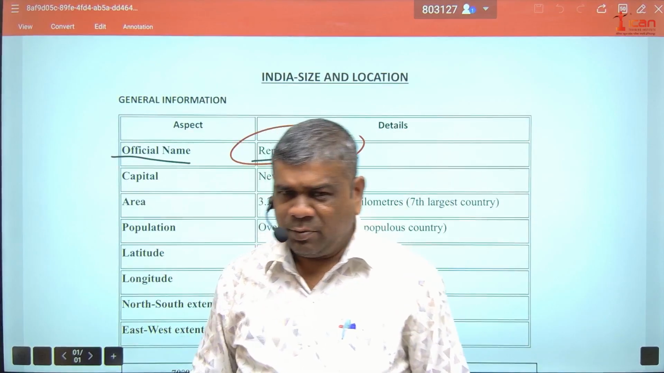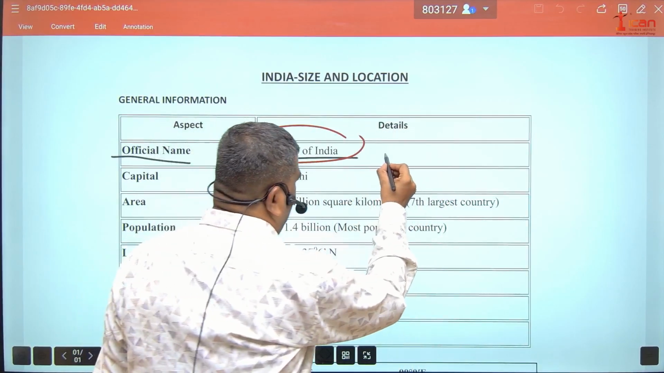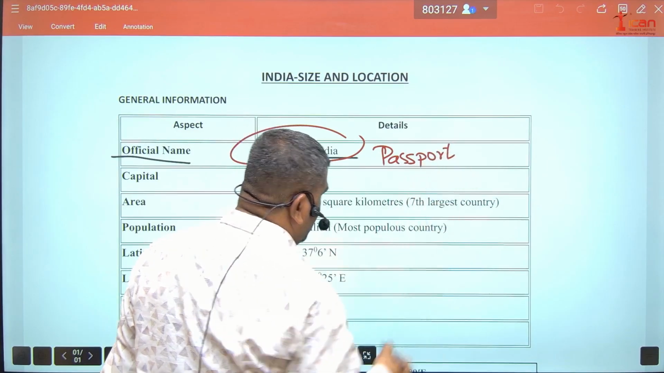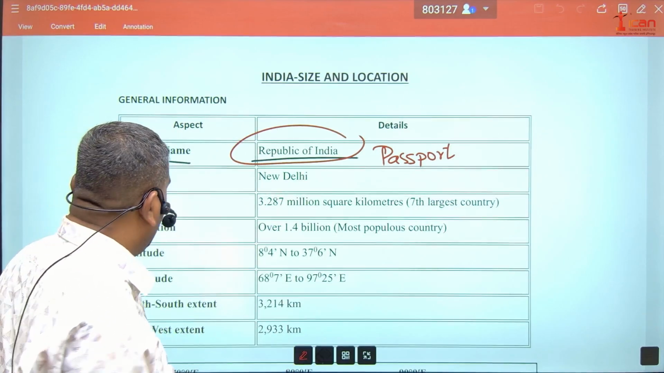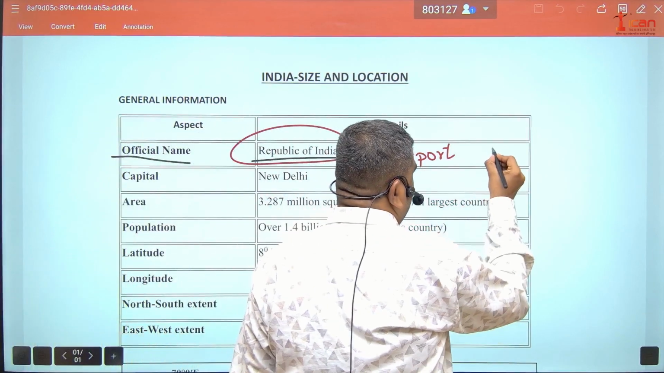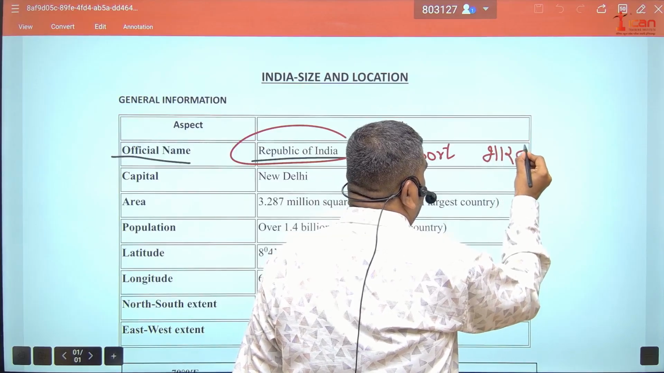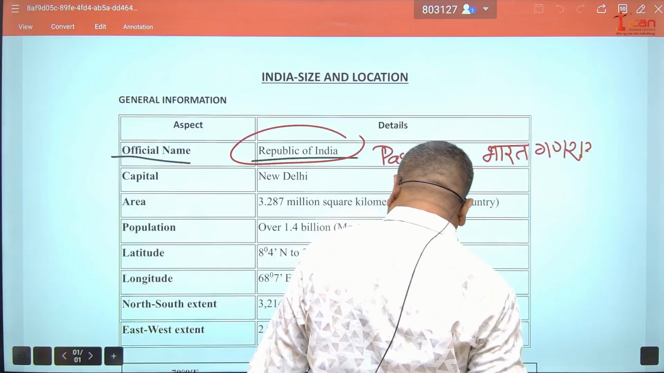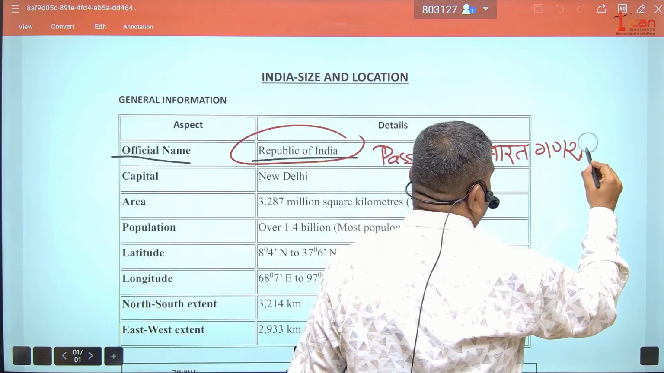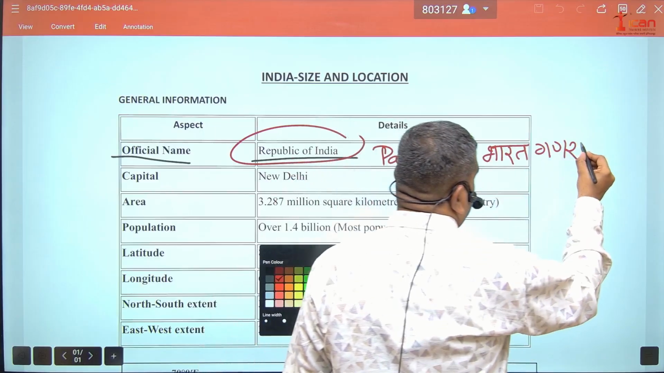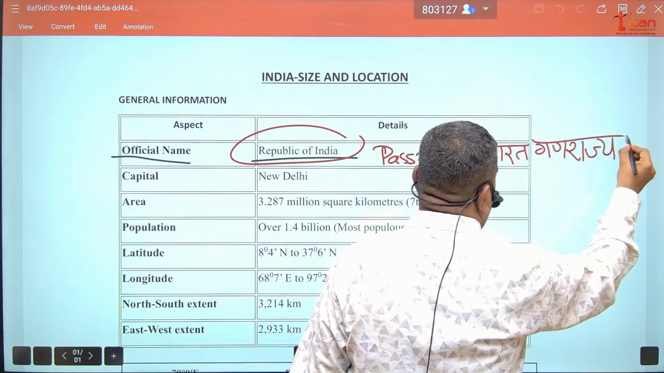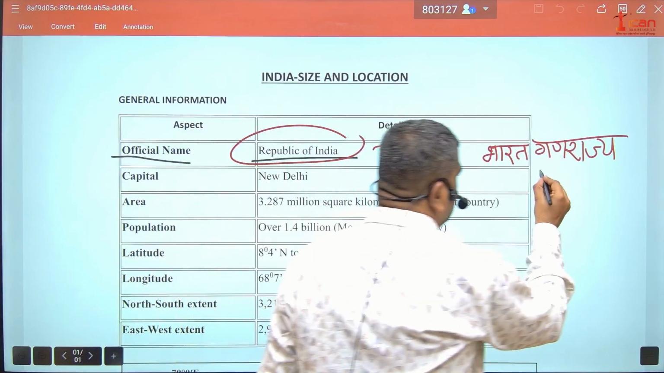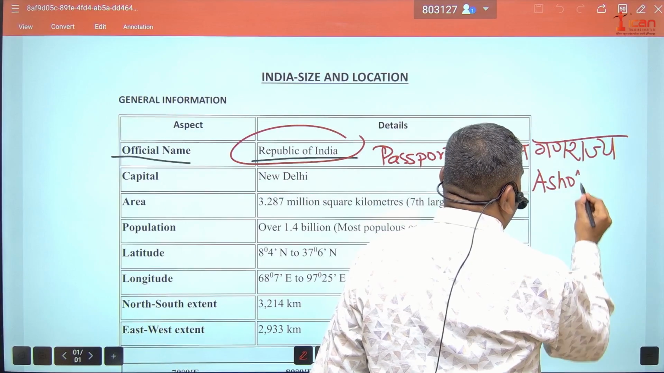Where do we find this Republic of India? We find it mostly on the passport. If you have a passport, you will see that the words are very clearly mentioned that it is a Republic of India. Apart from Republic of India, there is another name which is called Bharat Ganrajya. That is also what is written. And then there is a very prominent symbol that you see on the passport, which is the Ashok Stambha. The Ashok Stambha, our national emblem.